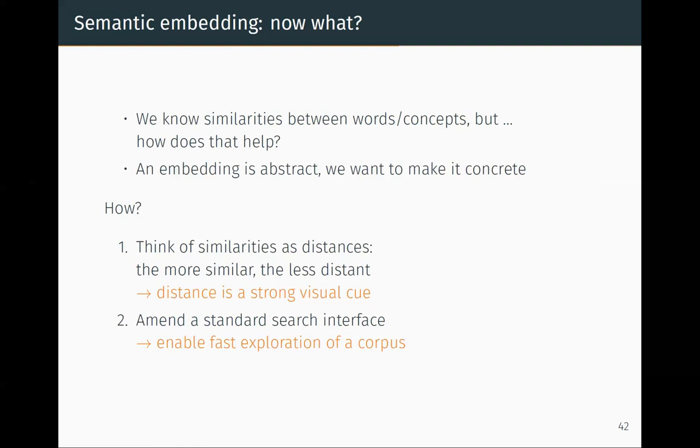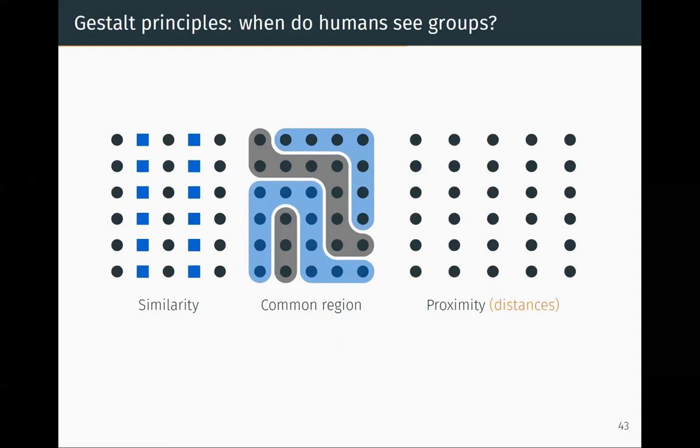Right. So this embedding is very abstract, so we want to make this more concrete. And we are going to do this by actually visualizing these distances or similarities. I want to show you two ways of doing this, mostly to introduce the next part of our presentation. First I want to discuss how visual cues work, and this is a very, very brief introduction into what visualization can do, so please bear with me.